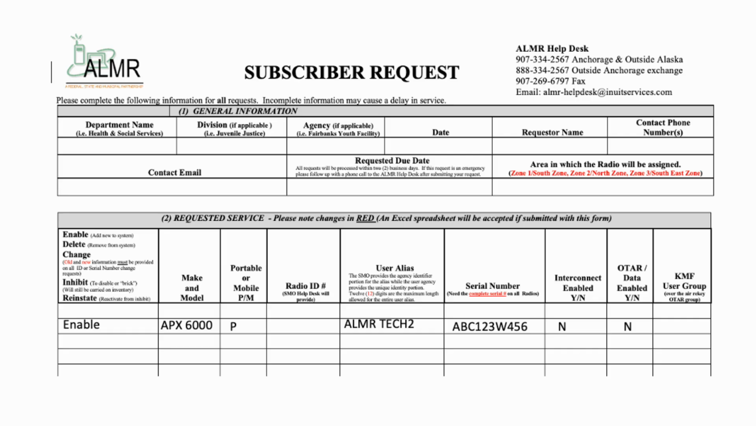This visual provides a sample of what one line of this form may look like when enabling a new radio. The make and model, portable or mobile, alias, and serial number are all put on the form. In addition, you should note if the radio is available for over-the-air rekeying, or OTAR. Once again, use this form or use a spreadsheet or similar tool that has the same information.